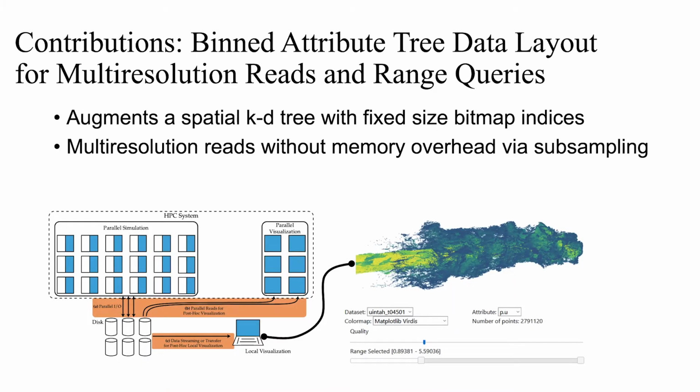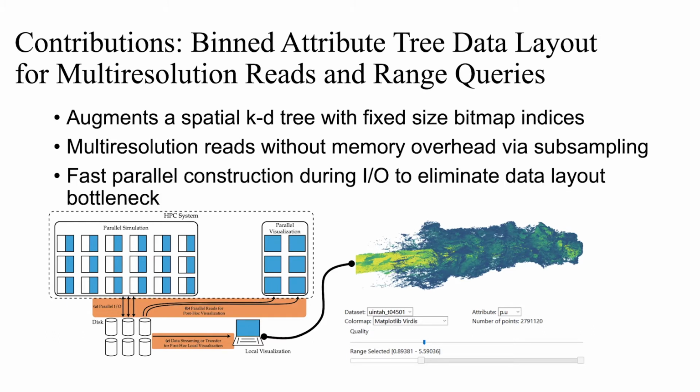This work also proposes a visualization-focused particle data layout that balances between rendering and attribute query visualization read access patterns. This layout is built on a spatial KD tree augmented with fixed-size bitmap indices, and we achieve multi-resolution reads without memory overhead through a subsampling-based level of detail. And finally, the layout is specifically designed to be built quickly in parallel during I/O so that it can be written out directly by the simulation to eliminate the data layout conversion bottleneck.